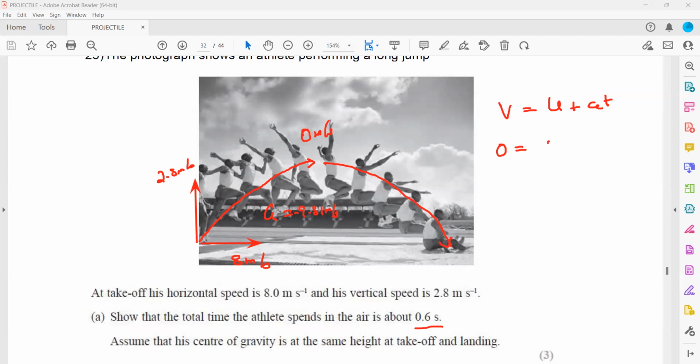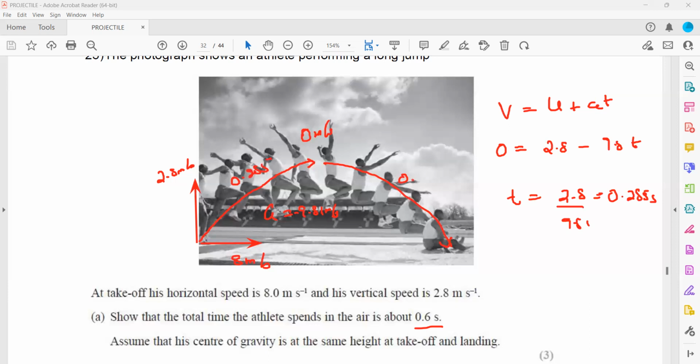So this will be 0 equals 2.8, but because it will decelerate, we'll write minus 9.81 t. When we simplify, moving the minus 9.81 to the other side, it becomes plus 9.81 t, and then we divide. So t is equal to 2.8 divided by 9.81. When we divide them, this will give us about 0.285 seconds. That's the time it will take to reach the maximum height.